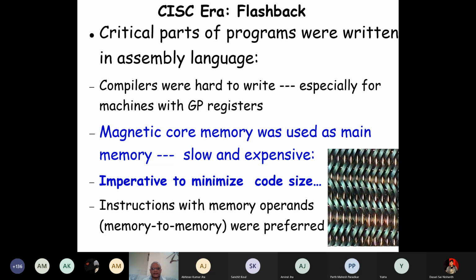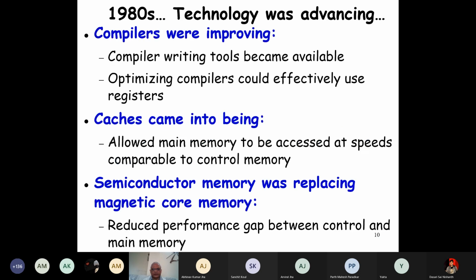And the other thing is that cache did not exist, because the number of semiconductors available in the processor was less. They were used to implement the ALU and the control unit. The control unit used to take a large portion of the processor semiconductors. So it was necessary to reduce the code size, and how did they do that? They used memory to memory addressing.